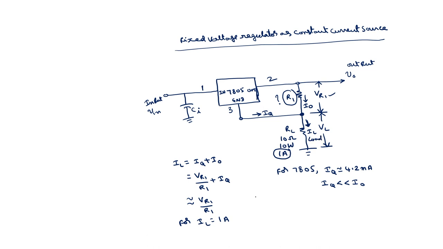So from here, 1 amp is equal to VR1 by R1. But what is VR1? This is equal to 5 volts because this is 7805, so V0 is 5 volts. So this is equal to 5 volts by R1, which implies R1 is equal to 5 ohms. If I choose this R1 value of 5 ohms, then this will supply a constant current of 1 amp to the load. See how we can use this fixed voltage regulator as a constant current source. This is one of the applications.